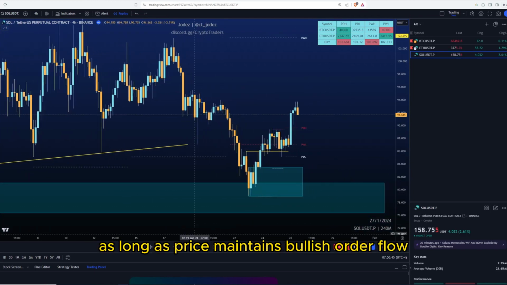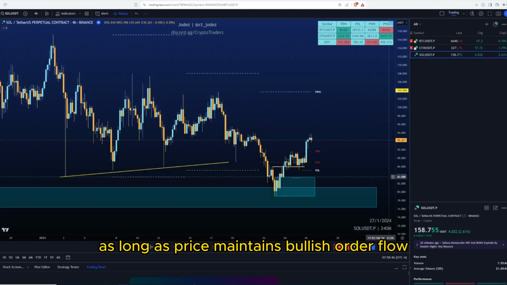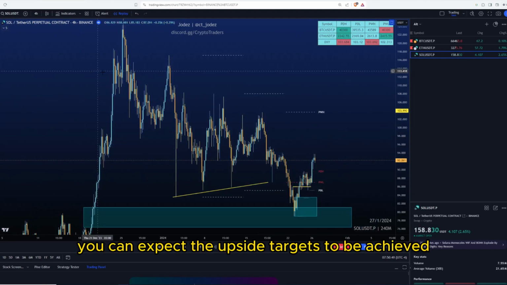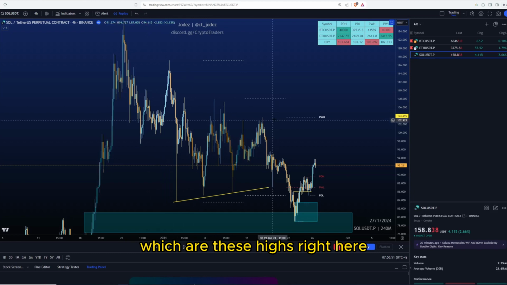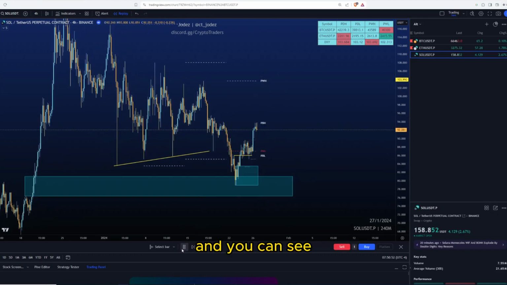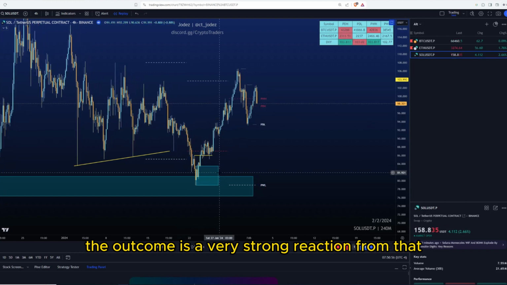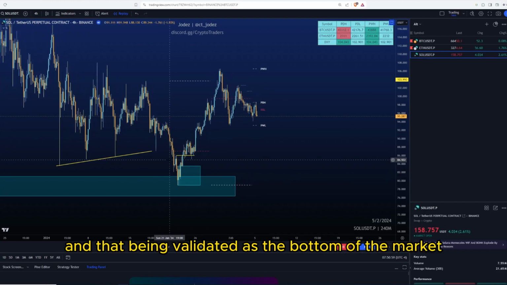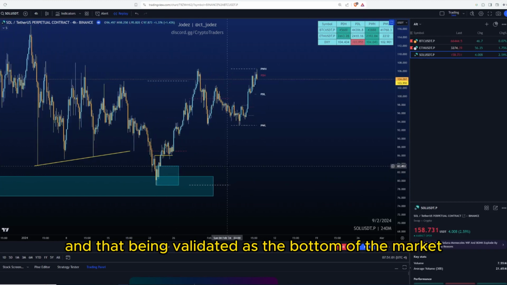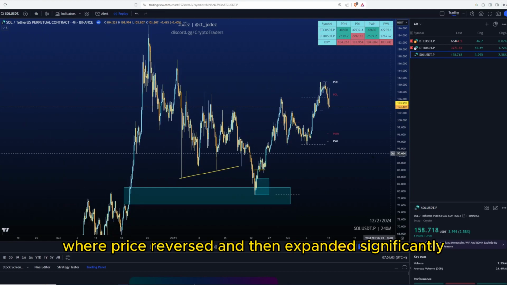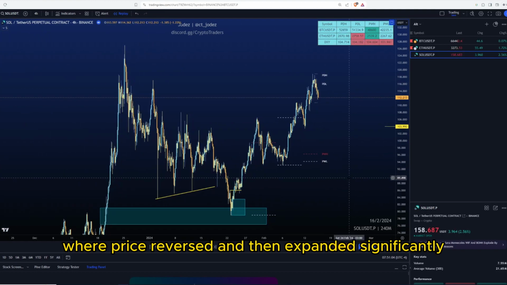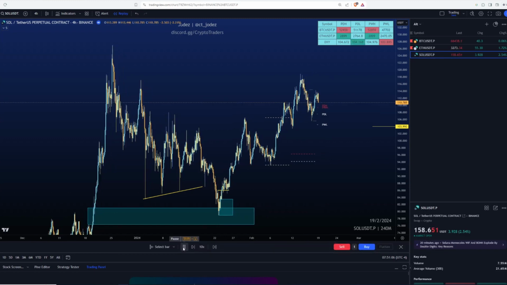As long as price maintains bullish order flow, you can expect the upside targets to be achieved, which are these highs right here. You can see the outcome is a very strong reaction from that higher time frame key level, validated as the bottom of the market, where price reversed and then expanded significantly.